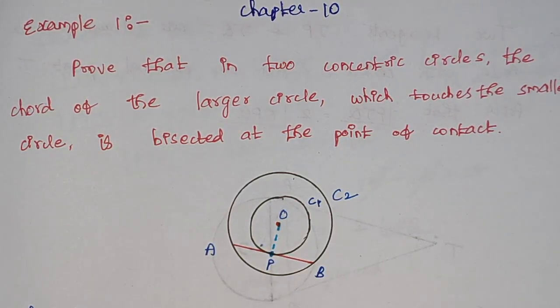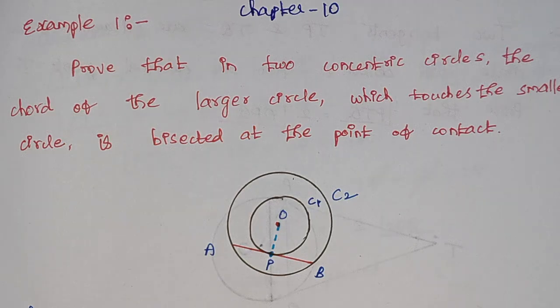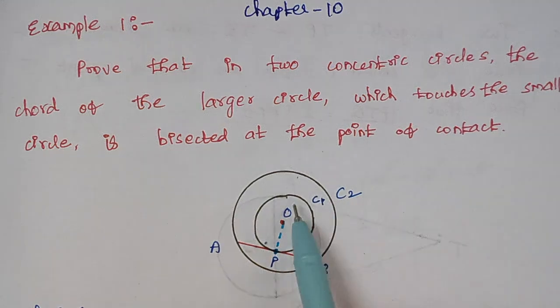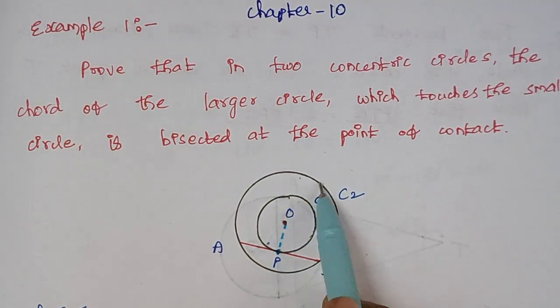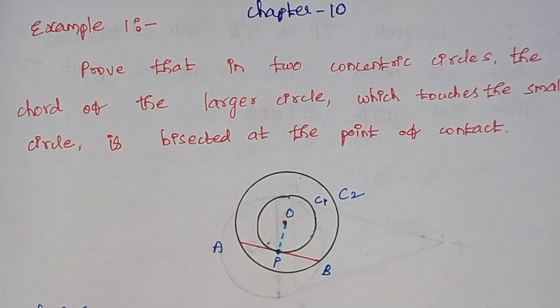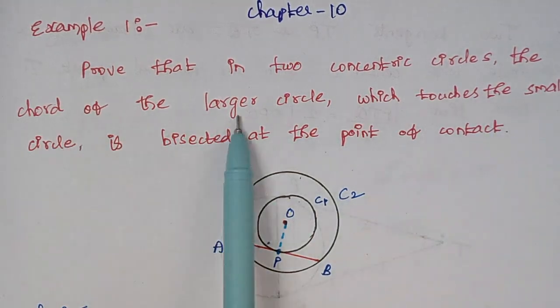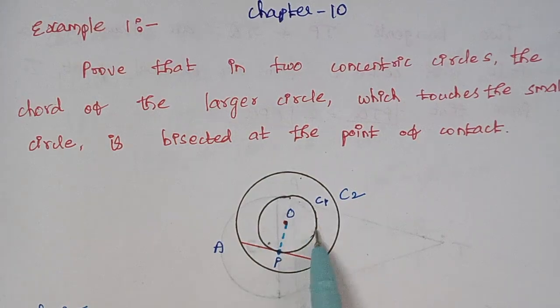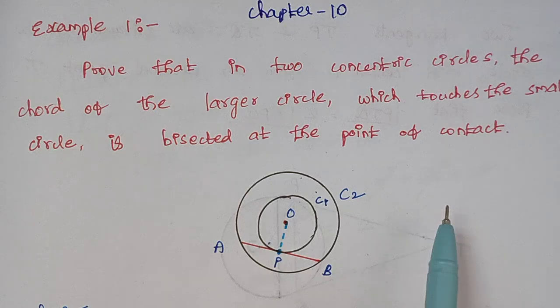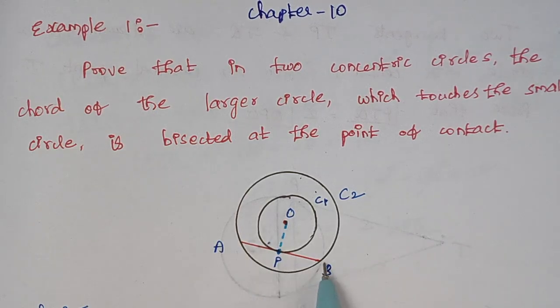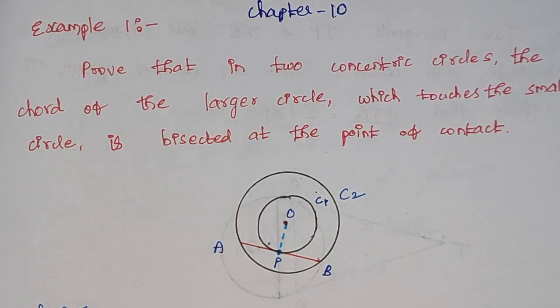What do you mean by concentric circles? Circles with the same center but different radius. Right. So here we are having two circles with the center O, and they are at different radius. And the chord of the larger circle, this is the smaller circle and this is your larger circle. Chord is nothing but the line that joins two points on a circle. That is known as chord.